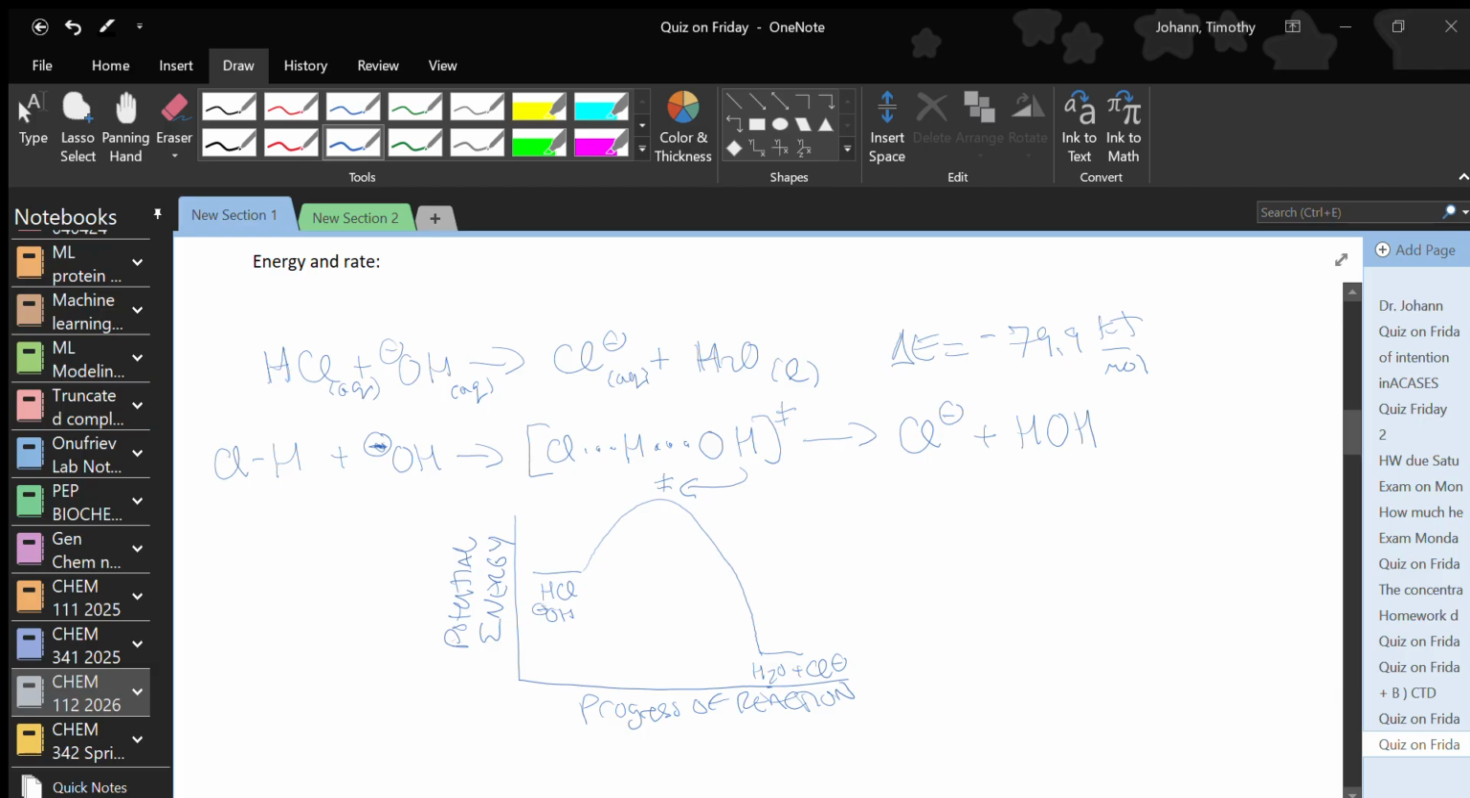Questions on that conceptually? So to get from reactants to products, we have to get over an energy barrier. We have to get over an energy barrier to get there. And that energy is called the activation energy. So let's say we take the difference here. This is what we would call EA, and that is the activation energy.